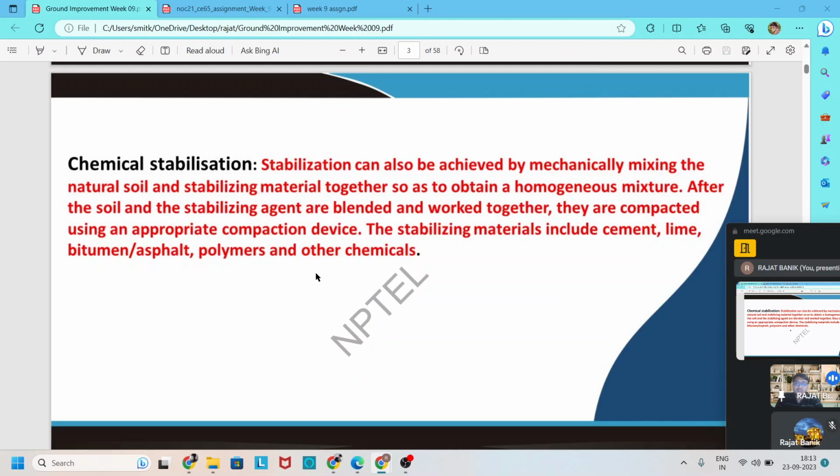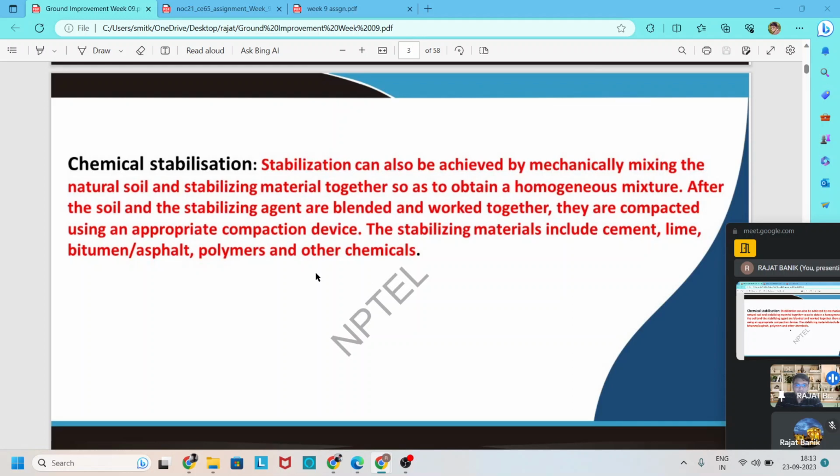After the soil and stabilizing agent are blended and work together, they are compacted using an appropriate compaction device. The stabilizing materials include cement, lime, bitumen, asphalt, polymer, and other mineral chemicals. That means the bonding material here is the stabilizing material, and it is divided in many ways like cement, lime, bitumen, asphalt, polymer, and other chemicals like that.